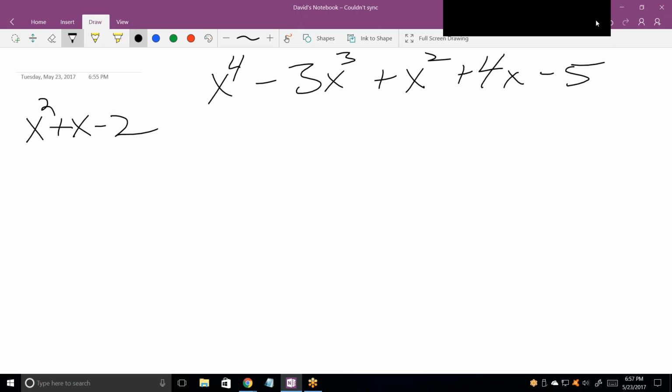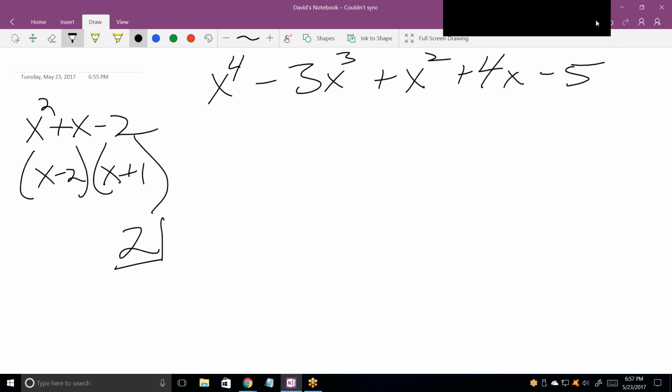Okay, so let's see what happens if we divide by... I know how to do this by synthetic division. That's x minus 2 times x plus 1. So my first divisor is one of the zeros. When I get done, I'm going to do another synthetic division with -1 in the box. And that will work, guaranteed.